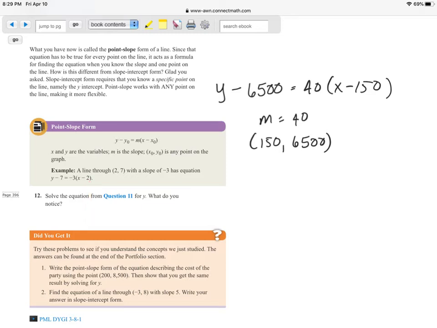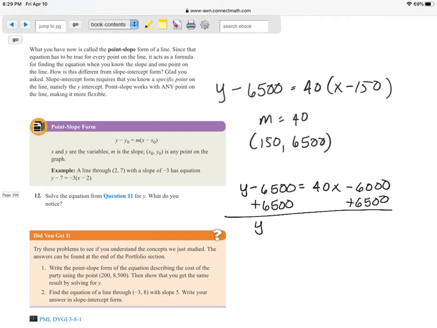Now, on number 12, they're asking us to solve the equation from question 11 for y. And then what do you notice? Well, let's do what they ask us to do first. And to do that, we'll need to distribute that 40. And then let's add 6,500 to both sides. So we have y equals 40x plus 500.